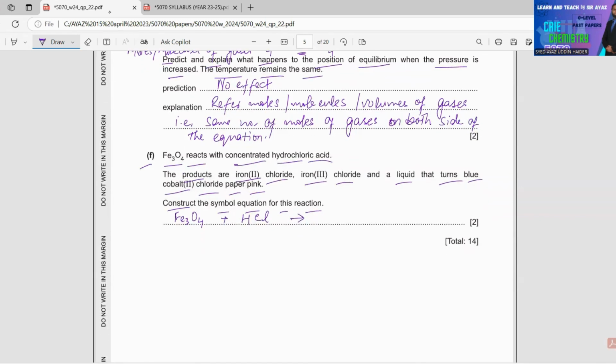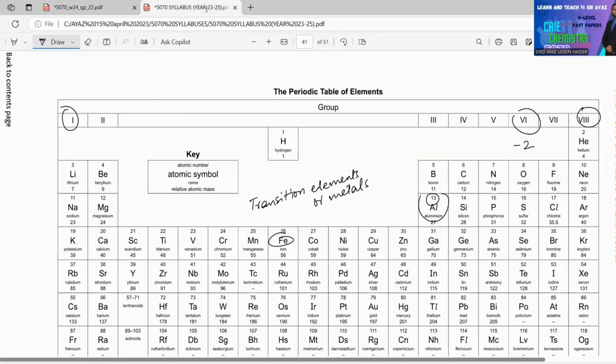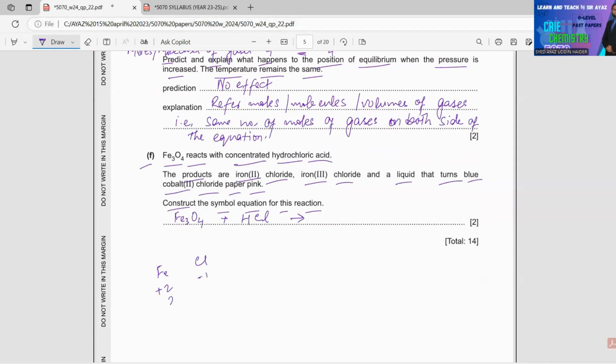Iron 2 chloride means iron is having +2 as its valency or oxidation number. What about chlorine? Chlorine, it's in group 7. Oxidation number of chlorine or valency is -1. So I will write -1 here. Ignore the charges. Now swap these numbers. So we'll get FeCl2. What's the other product? It's iron 3 chloride. In the same way, you can predict the formula for iron 3 chloride: +3, -1. Ignore the charges. Swap these numbers. FeCl3.